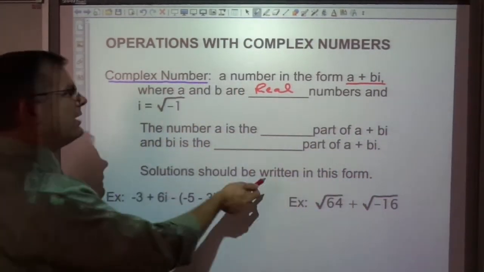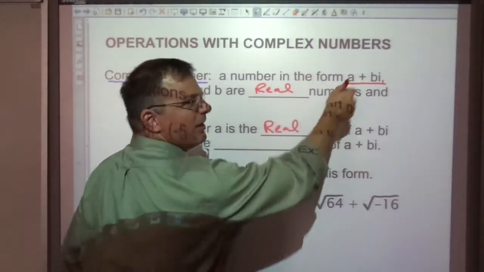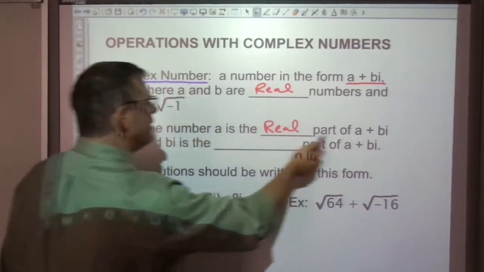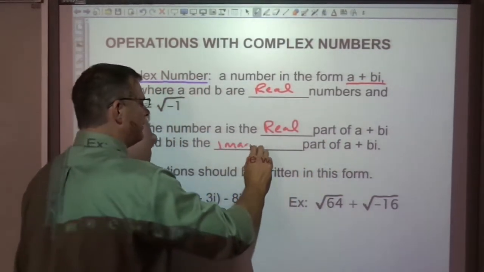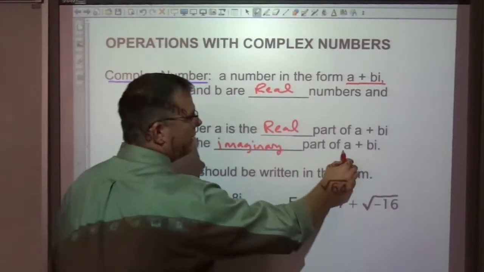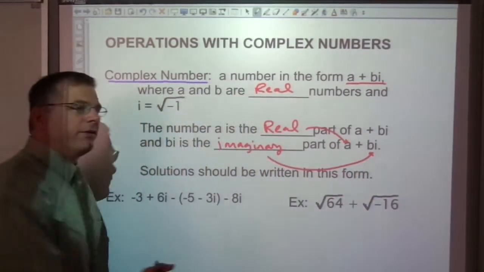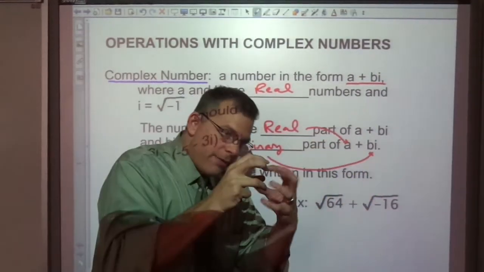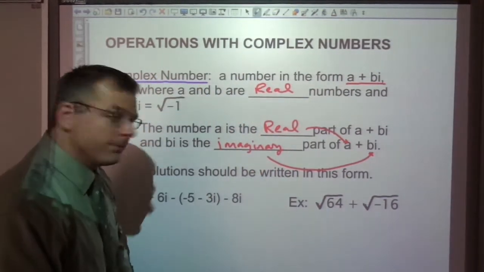The number a is the real part, because that's just a normal number. There's no imaginary pieces. And the bi is the imaginary part. So we've got a real part here, and an imaginary part here. And together, the real and the imaginary make a complex number. That's why they're called complex. Okay?